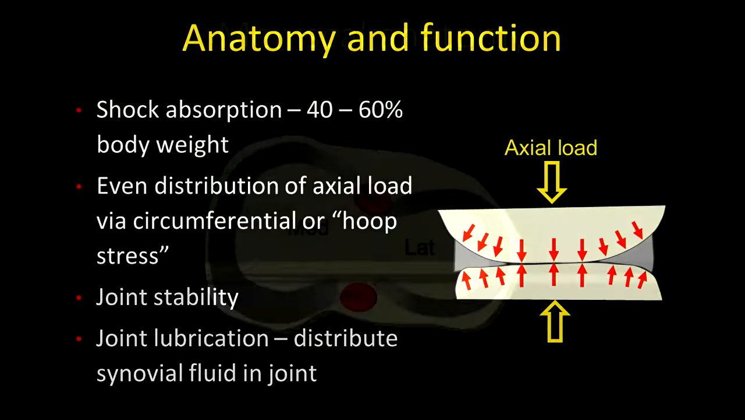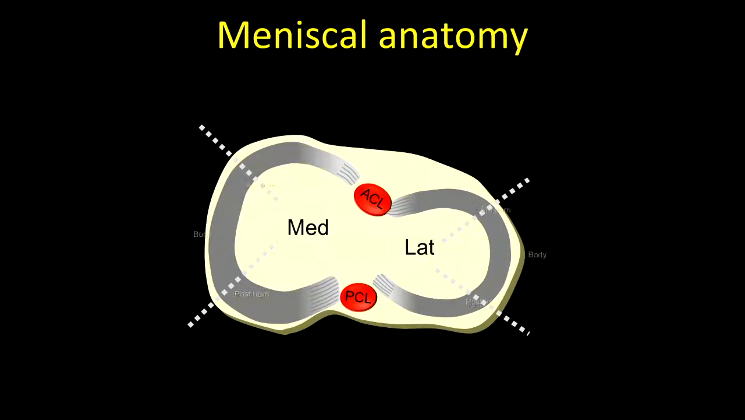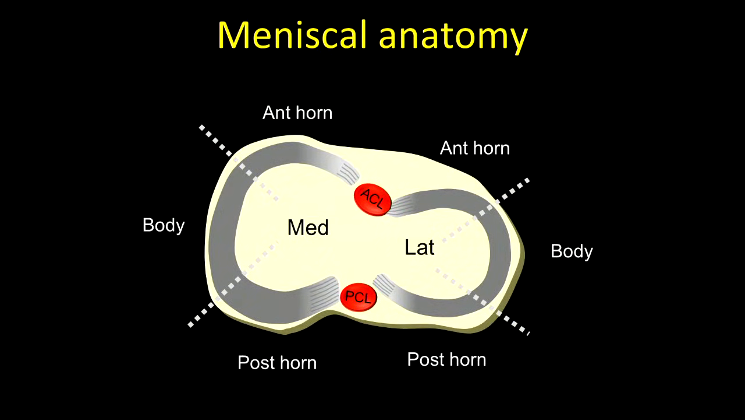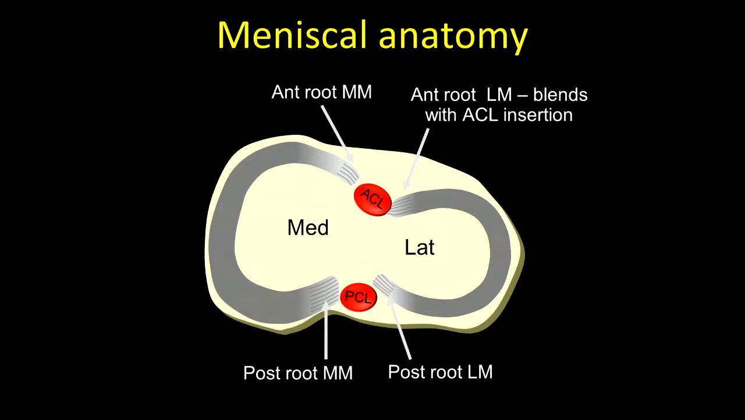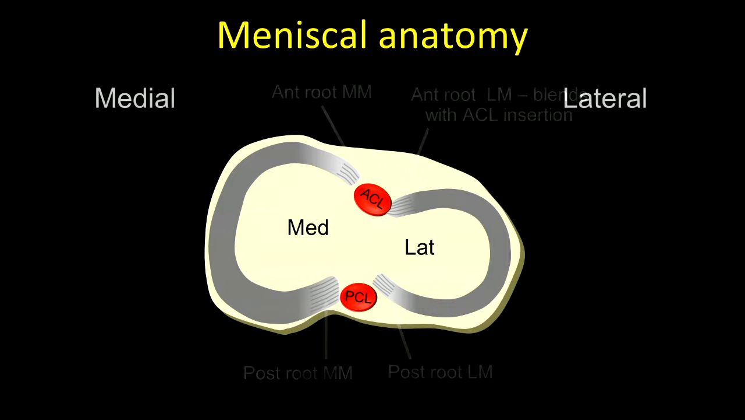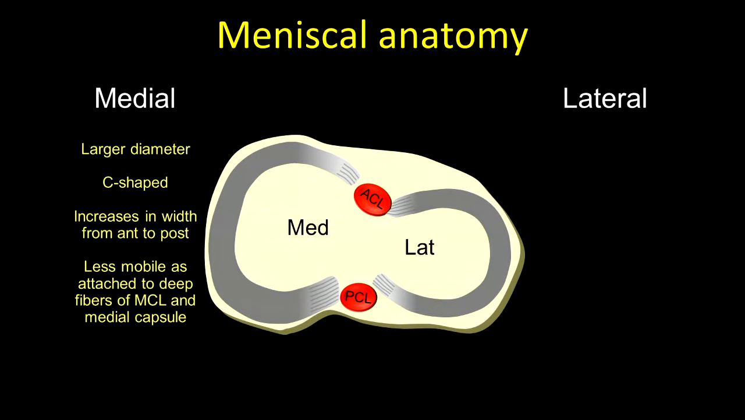joint. Each meniscus is divided into thirds, the anterior horn, body, and posterior horn, and each meniscus is attached to the tibial eminence by the anterior and posterior roots. As we can see in the diagram, the anterior root of the lateral meniscus blends closely with the distal fibers of the ACL. The medial meniscus is larger in diameter than the lateral meniscus. It's somewhat C-shaped and increases in width from anterior to posterior.